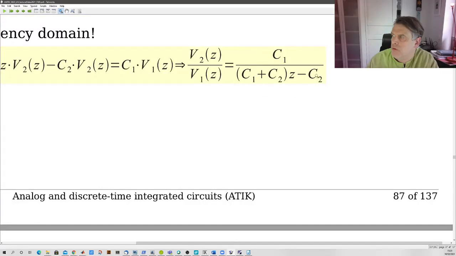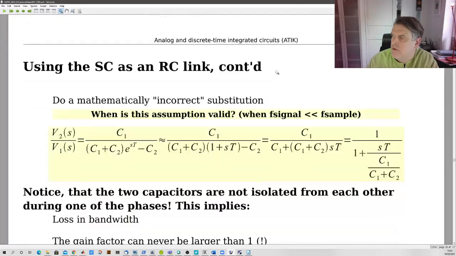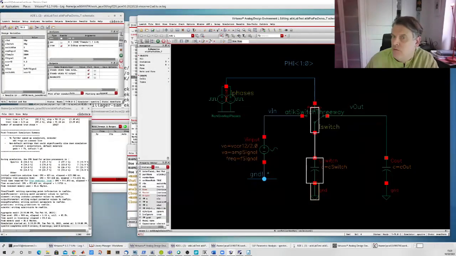And then in order to translate this to the continuous time world, we could set Z equal to e to the st on the unit circle and do our Taylor expansion, 1 plus st. We could rewrite here, and then write that as a Bode's normal form, 1 over 1 plus s, and then effectively we get the pole here being C1 times the sample frequency divided by the sum of capacitors.